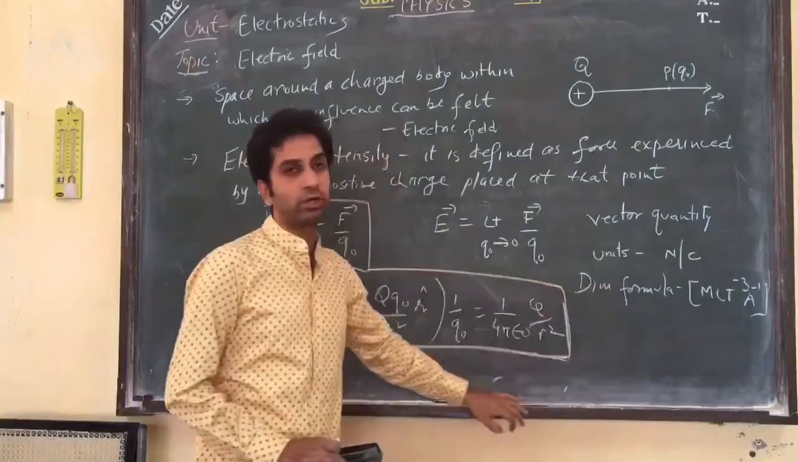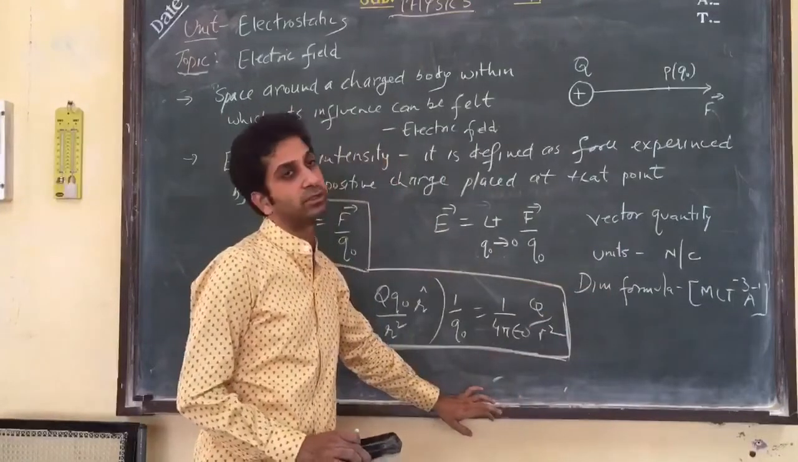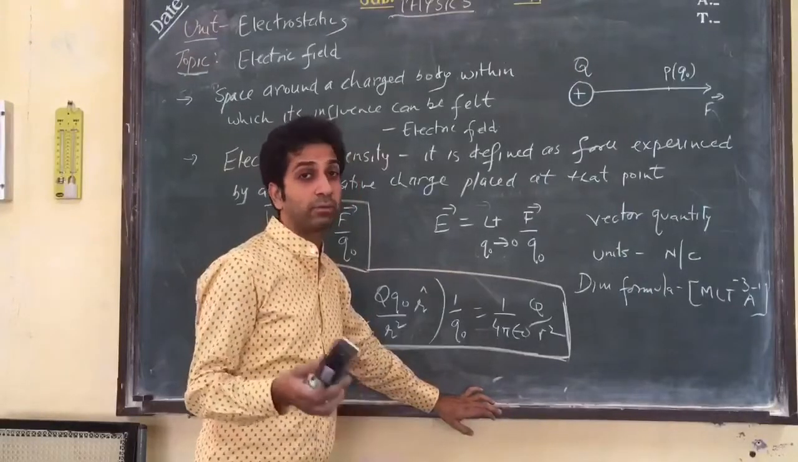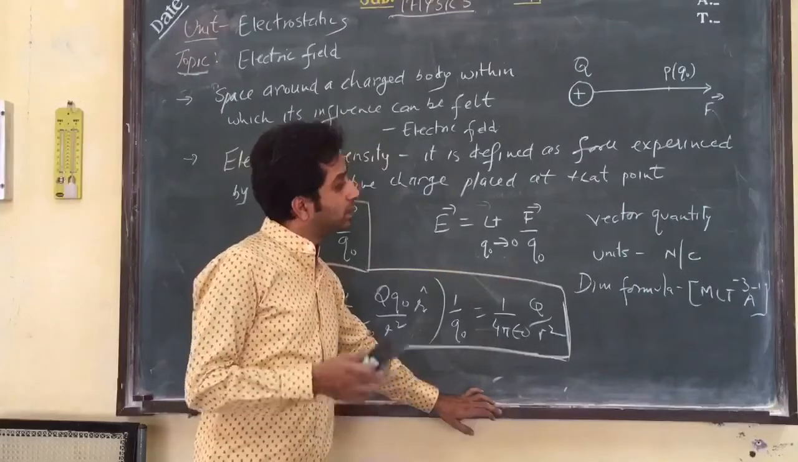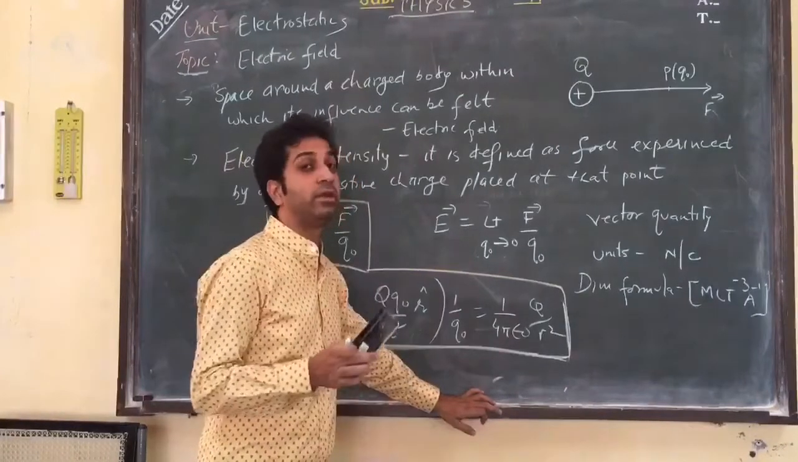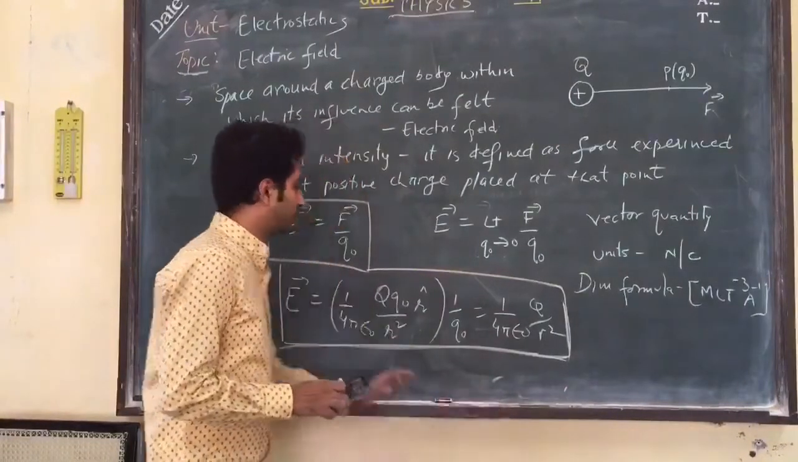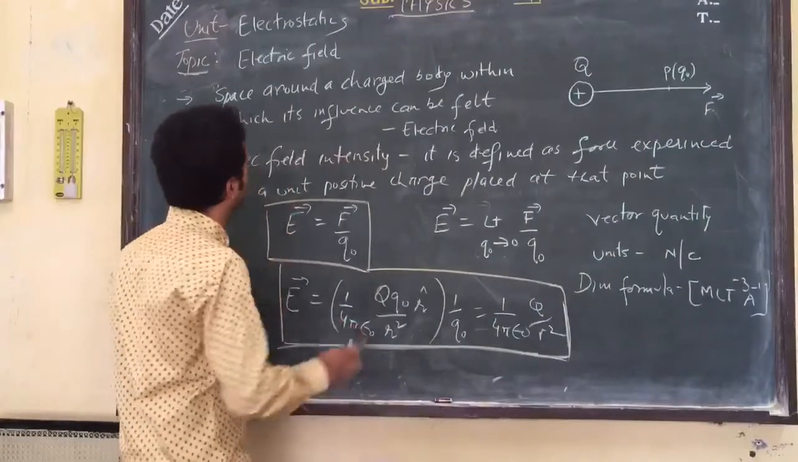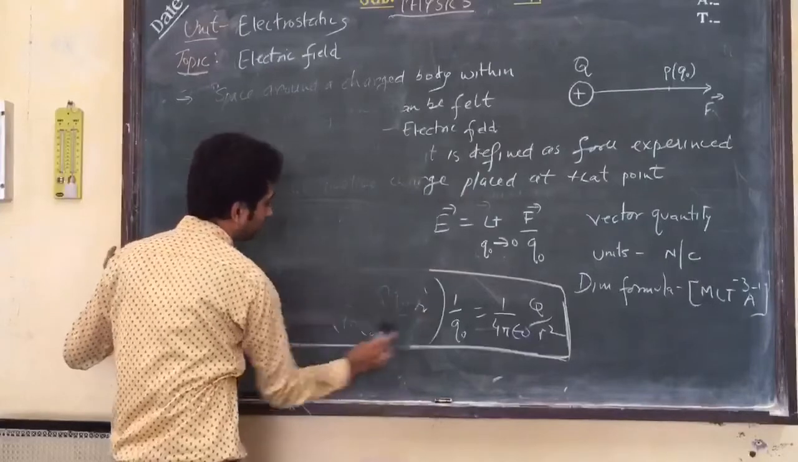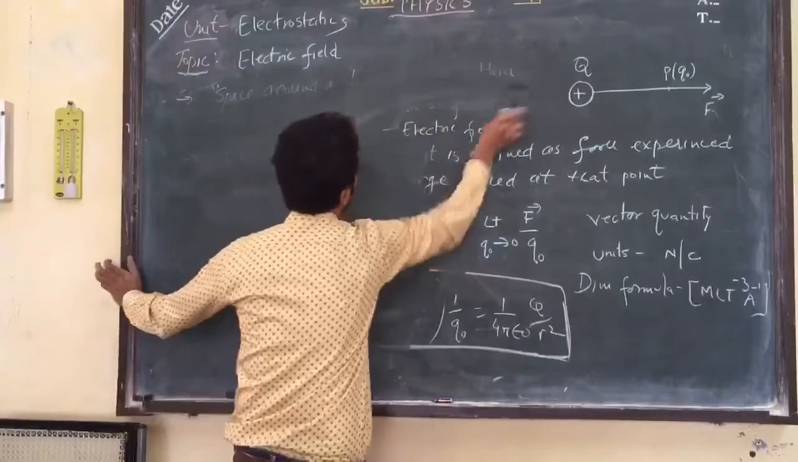Such types of short questions you should keep in mind, because from the board point of view you are also getting the OTQ, objective type questions, this time. So you should focus on these types of short questions along with the derivations also, right? So this is the basic formula for electric field intensity, that is F by Q naught. Now continuing with the next topic.